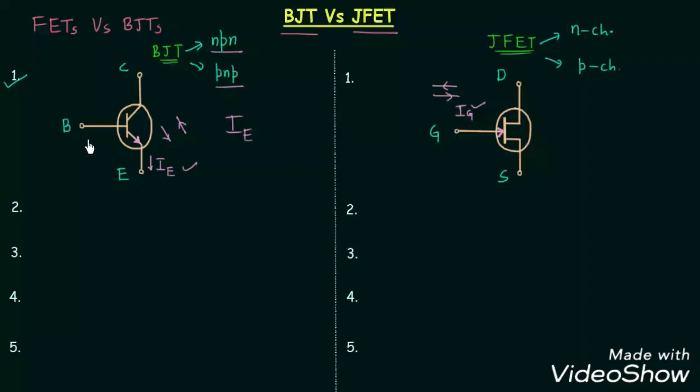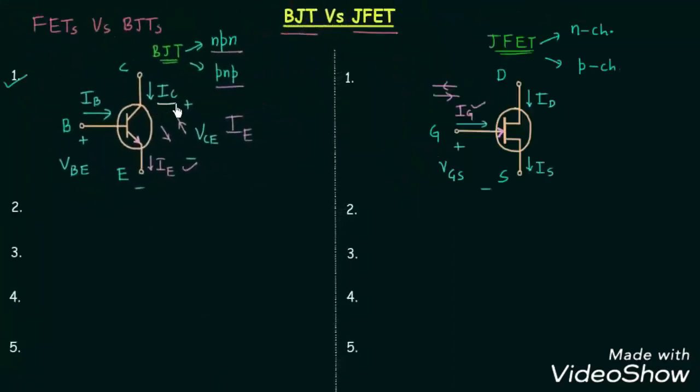In case of BJT, the input current is the base current represented by IB, and the output current is the collector current. The input voltage is VBE, and the output voltage is VCE. In case of JFET, the input current is IG, the output current is the drain current ID, and the current in this branch is the source current. The input voltage is VGS.